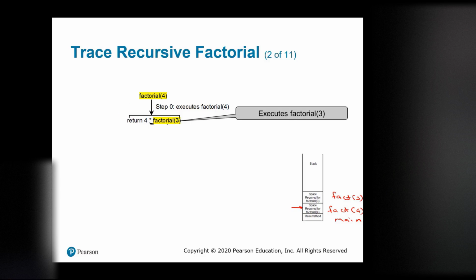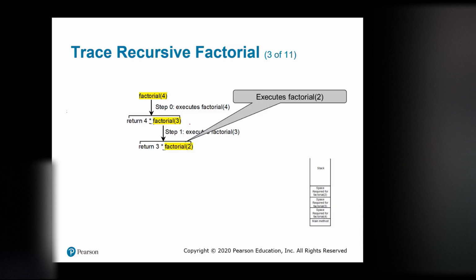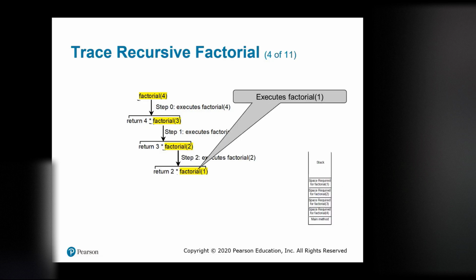And when we are done calculating factorial of 3, we can substitute the value here and return the value 4 multiplied by factorial 3. But when we call factorial 3, it gives us the value 3 multiplied by factorial 2. So again, one more line or more space is allocated to calculate factorial of 2. Then it calls 2 multiplied by factorial of 1. And you will see that in the stack, first for main, then for factorial 4, factorial 3, factorial 2, factorial 1.